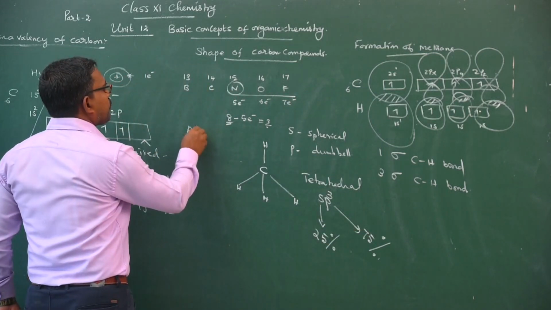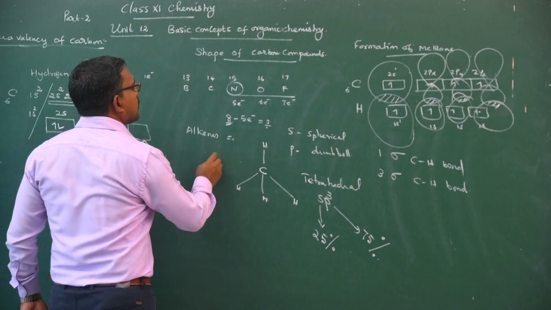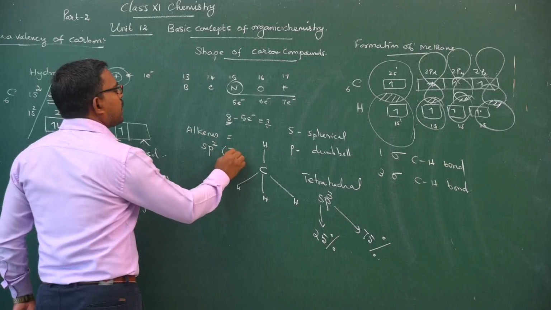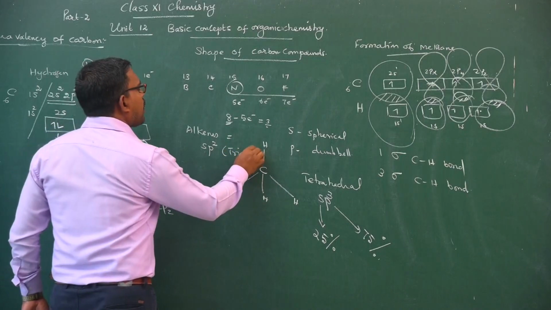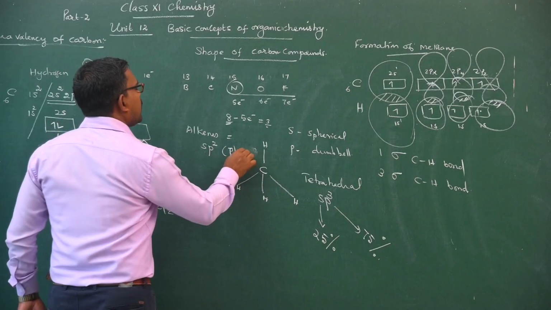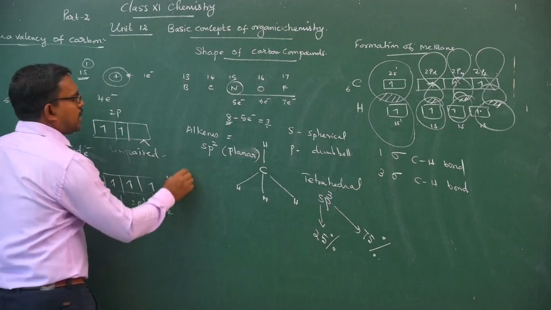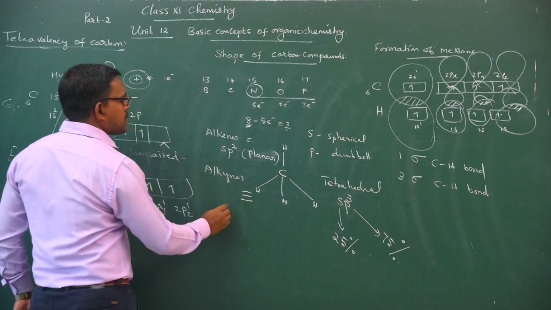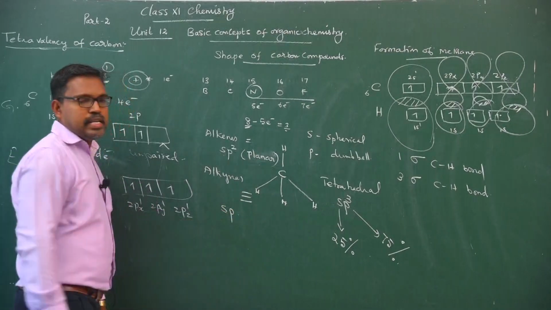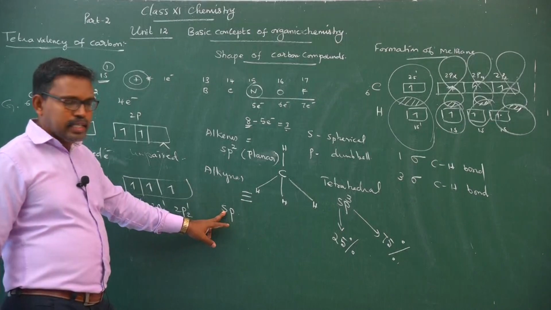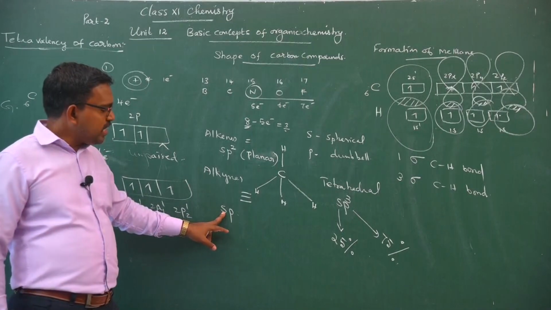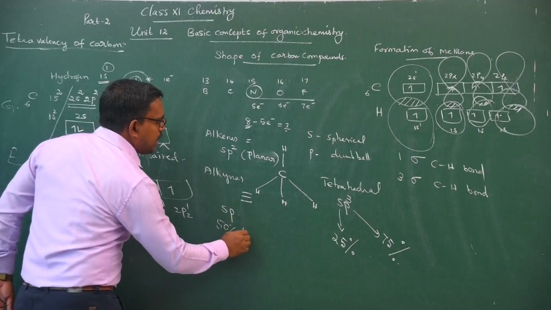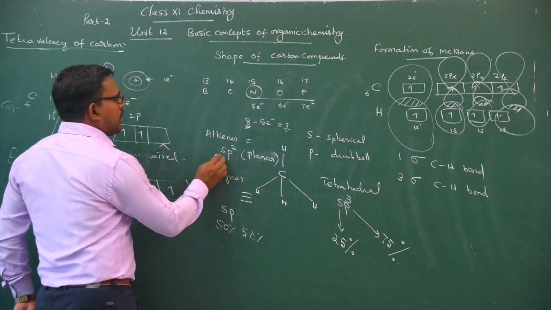Similarly, in alkenes, double bonds are present, the hybridization is sp2, and the geometry is trigonal or planar. In alkynes, triple bonds are present, and the hybridization is sp. Look at the alkynes: 1 s orbital and 1 p orbital, so 50% s character and 50% p character.